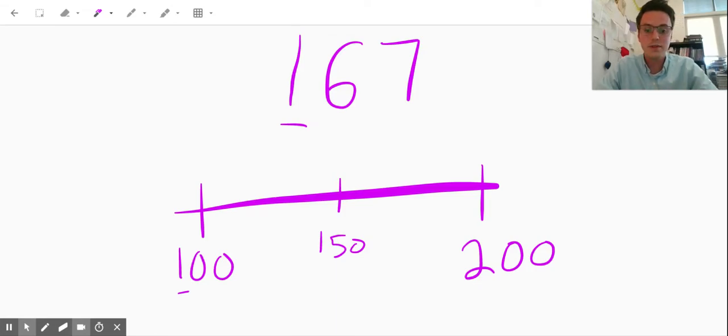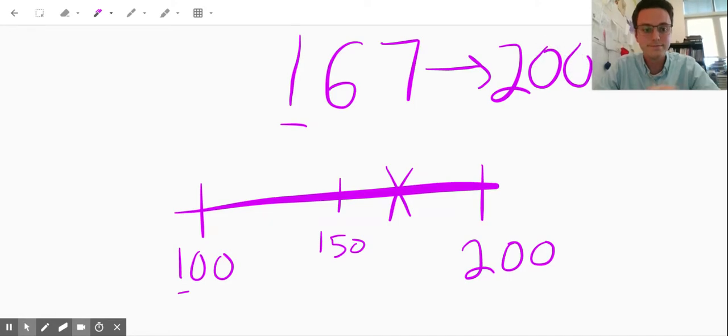167, if I look at the number line, is going to probably be somewhere around here. I know it's more than 150. So 167 is closer to 200. So I would round it up to 200.